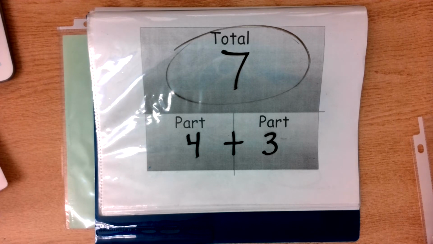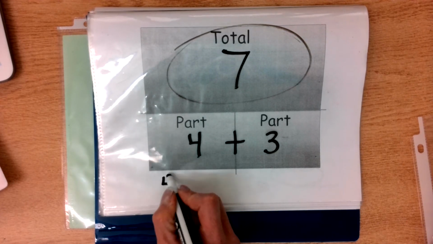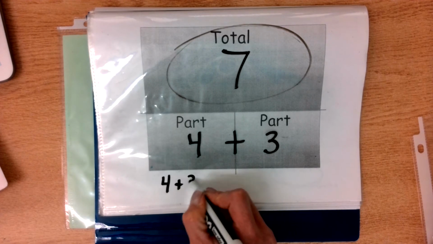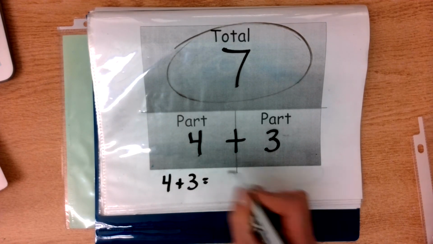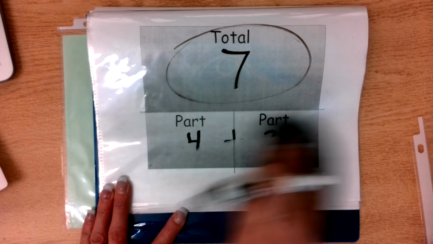Let's make a number model or a number sentence, or sometimes it's called an equation. Let's take this and make a number model, number sentence, equation. So I would do the same thing. 4 plus 3 is equal to 7. Right? Perfect. So that's how you use the parts total diagram.